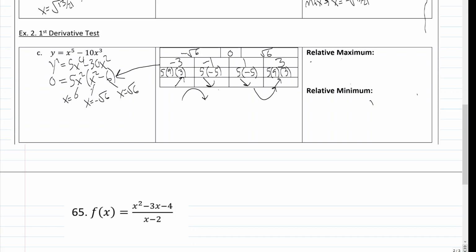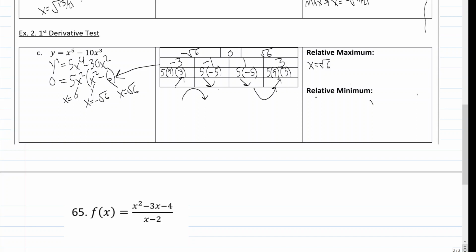So relative maximum happens at x equals negative root 6, and our relative minimum happens at x equals root 6. All right, there we go. Oh my gosh.